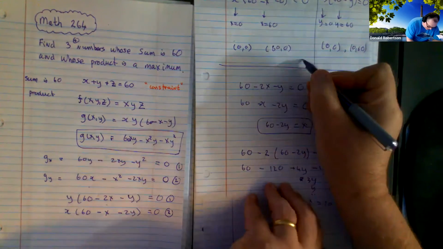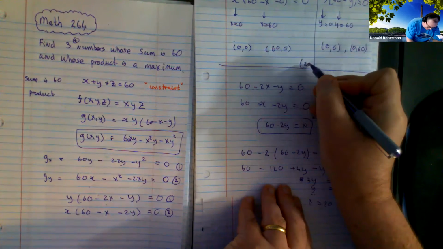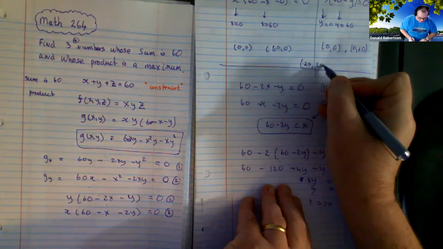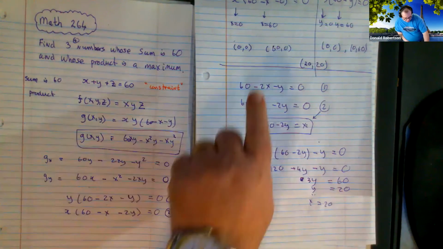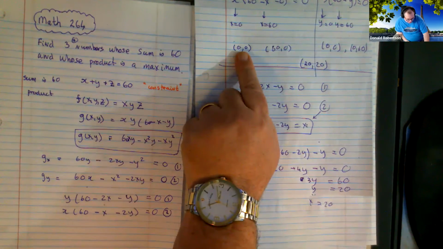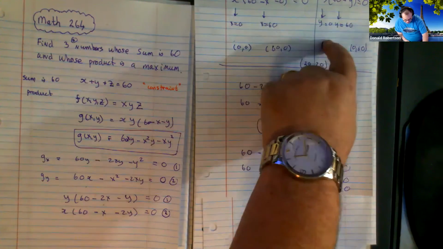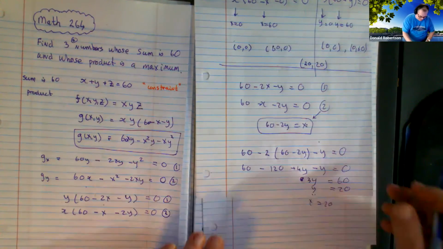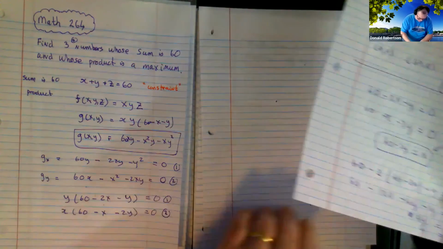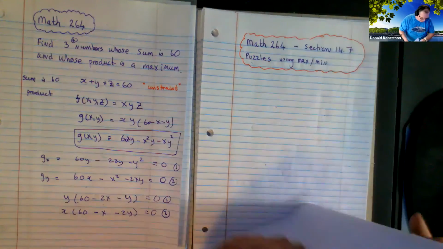And that is the last critical number. So the answer we're looking for, the maximum product, is going to come from here, here, here, here, or here, right? So let's take each one in turn and see which one works.